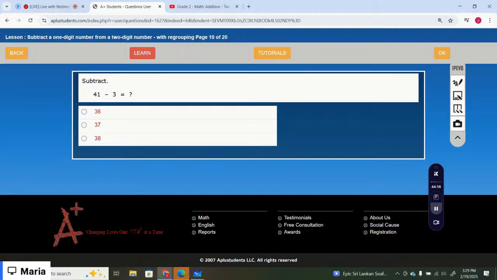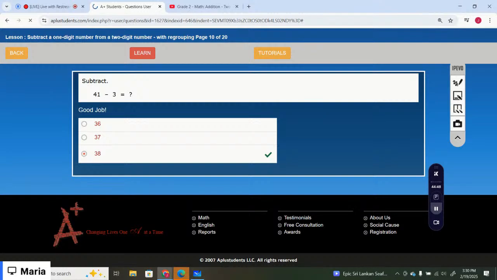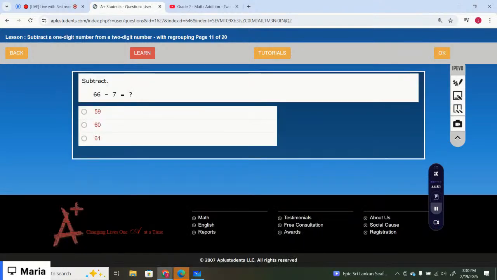Very good. 41 take away 3. That is 38. Option number 3 is the correct option.